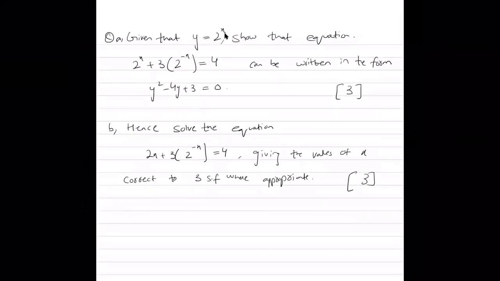So the answer for the second part is 0 and 1.58. In the first part, you just need to show, and for the second part, the answer is 0 and 1.58. So I want you to try out this question as homework. Got it? Okay, sir. Yeah.